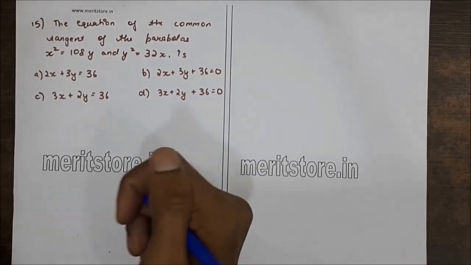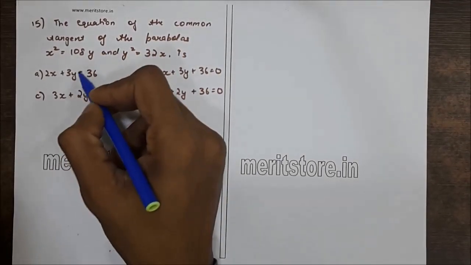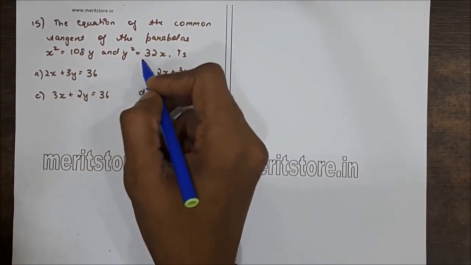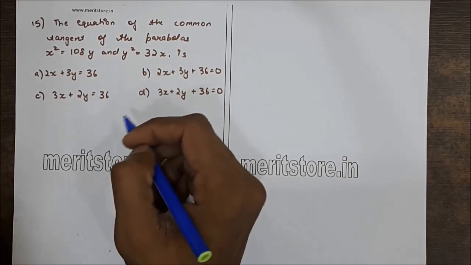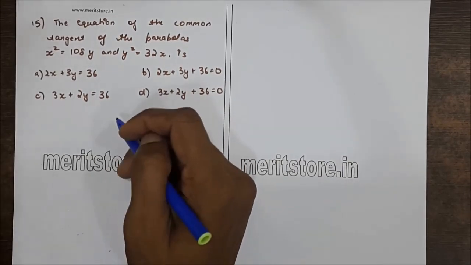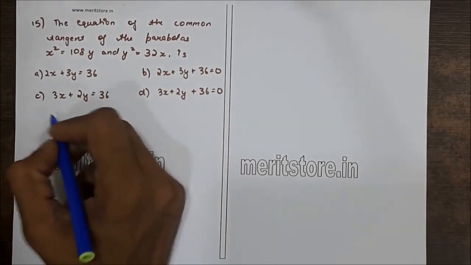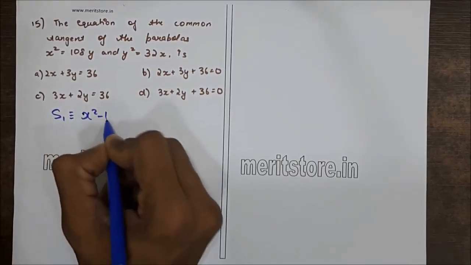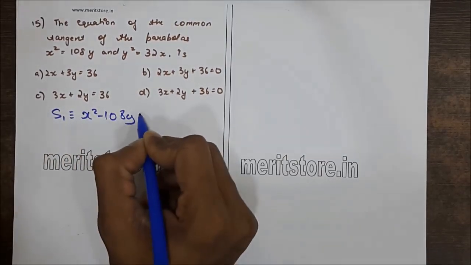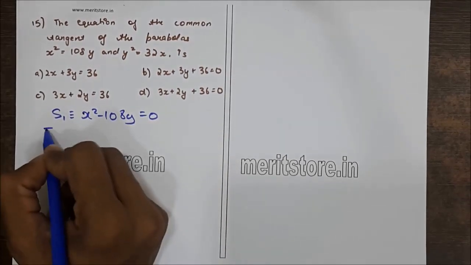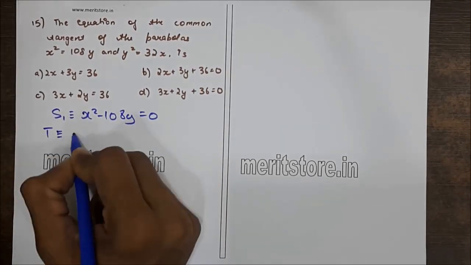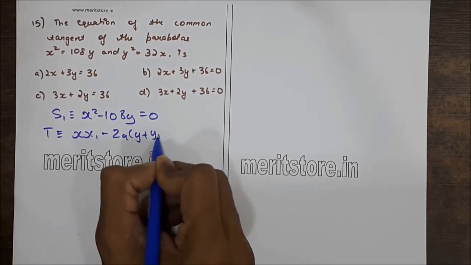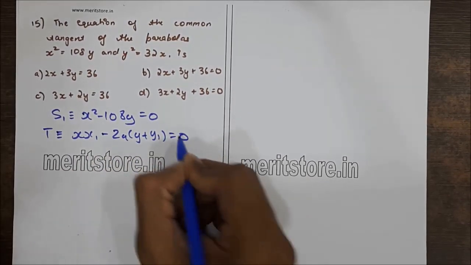Question 15. The equation of the common tangent of parabola x square is equal to 108 y and y square is equal to 32x is. We have four options given. We write the first equation, that is S1 equivalent to x square minus 108y, that is equal to 0, and we get T is equal to x into x1 minus 2a into y plus y1, which is equal to 0.